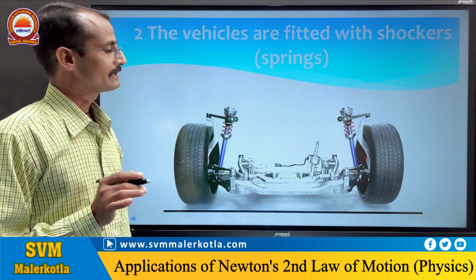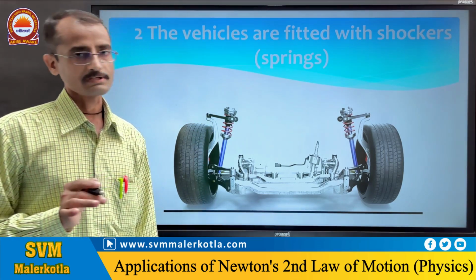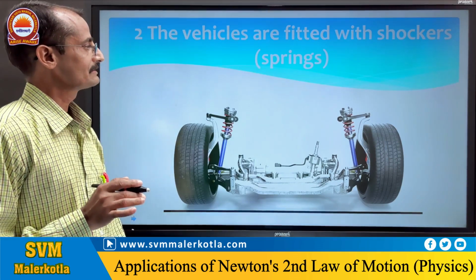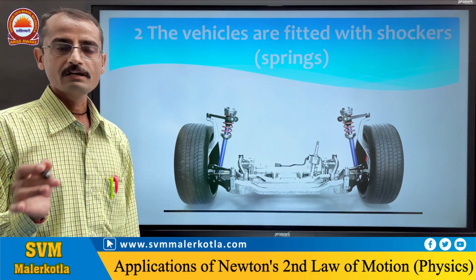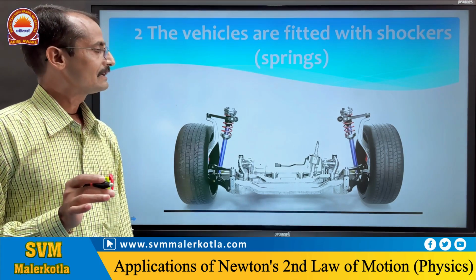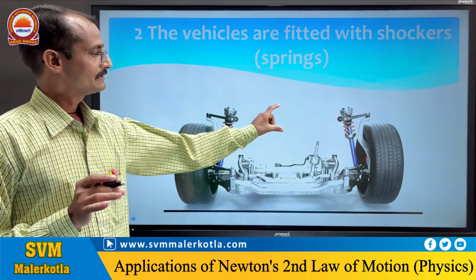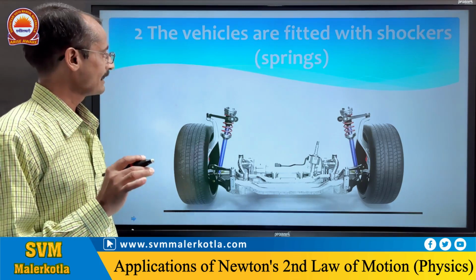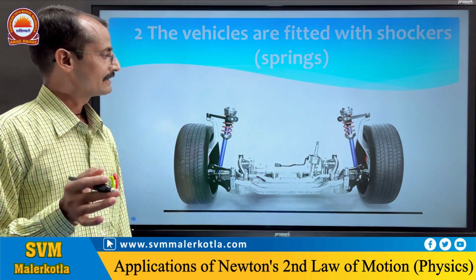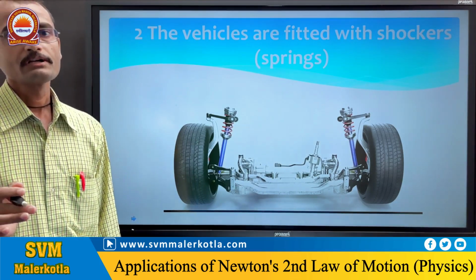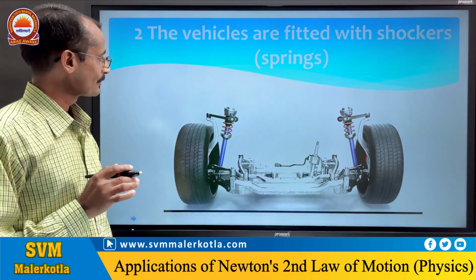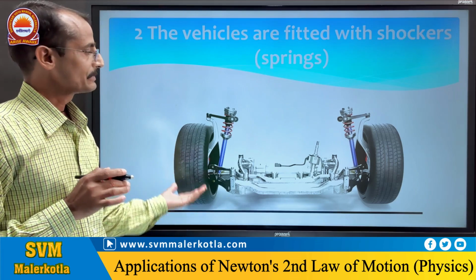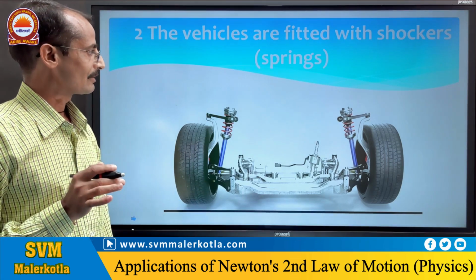When the vehicle is going on a rough road, the force or jerk is transmitted to the floor of the vehicle through these springs. And what do these springs do? They absorb the shock and increase the time to stop. So the force exerted on the passengers is small.